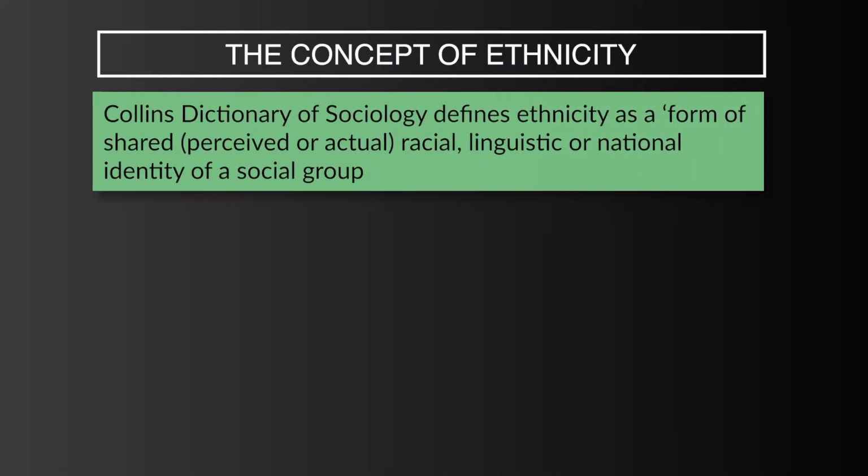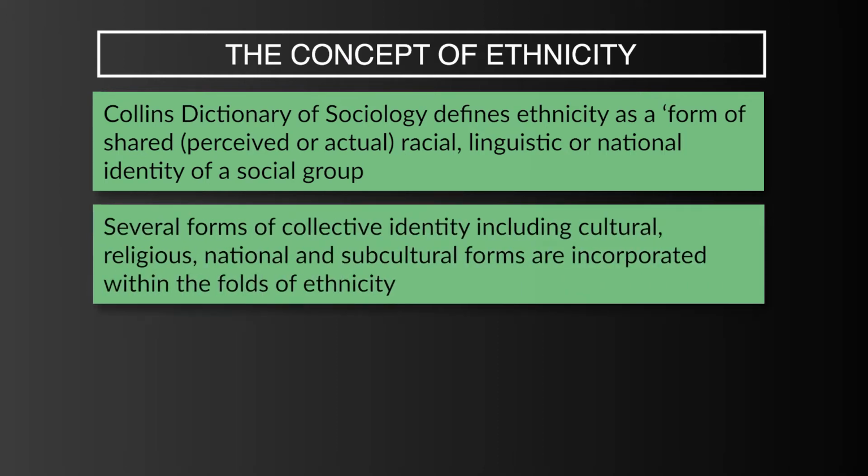Now, let us start with the concept of ethnicity and what it means. When we look at the definition of ethnicity, it refers to a form of shared identity, perceived or actual, based on racial, linguistic or national identities of a social group. Several identities come together here, including cultural, religious, national and subcultural identities within this dimension of ethnicity.